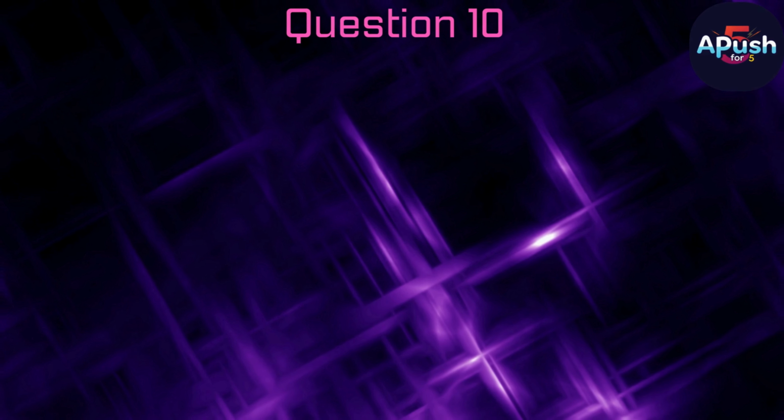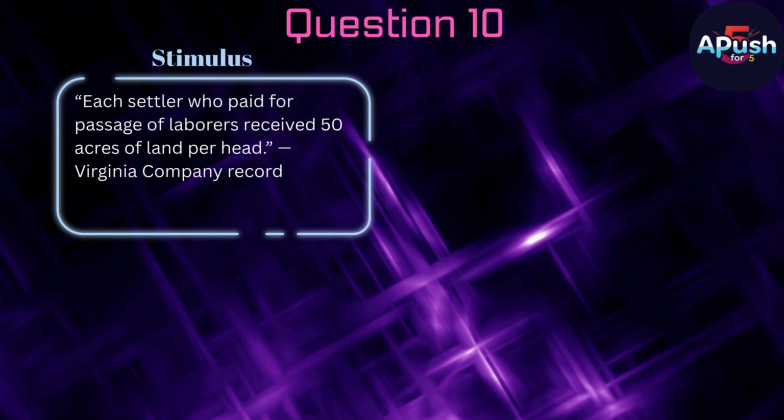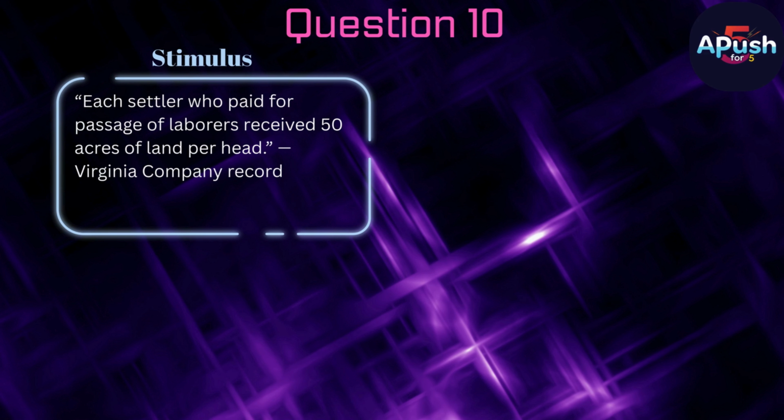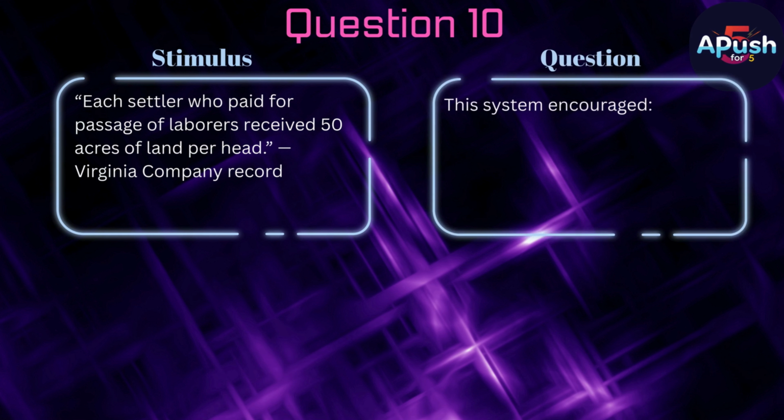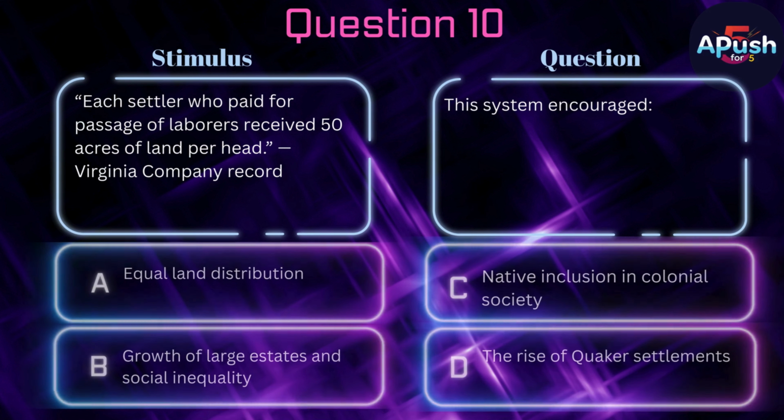Question 10. Stimulus. Each settler who paid for passage of laborers received 50 acres of land per head. Virginia Company record. Question. This system encouraged: A. Equal land distribution, B. Growth of large estates and social inequality, C. Native inclusion in colonial society, D. The rise of Quaker settlements.